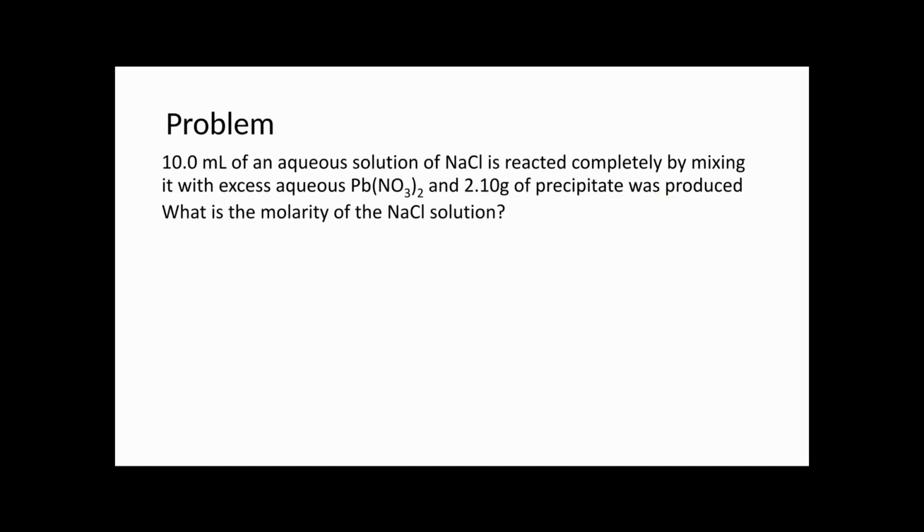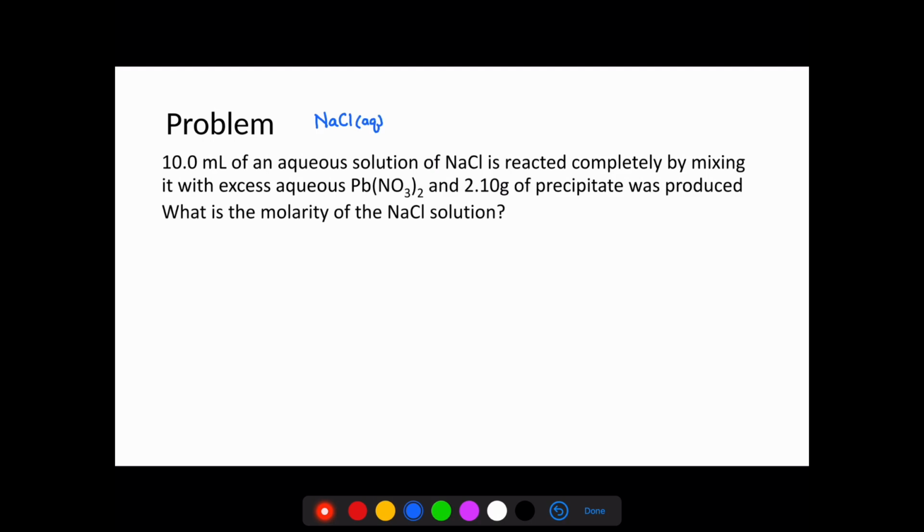In any stoichiometry problem, you need a balanced equation. So our first step would be to write out our balanced equation. So let's write it out. I'm going to write it here on the top. So your reactants are sodium chloride and lead nitrate solutions. So sodium chloride solution, it's a solution, so we put AQ as the state, plus lead nitrate, that's the formula for lead nitrate, and it's an aqueous solution that we are mixing.